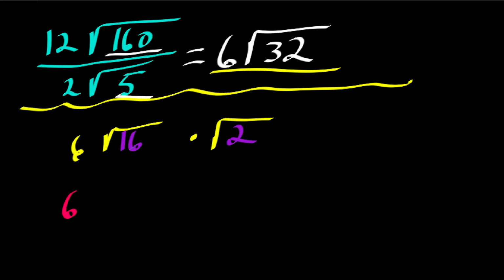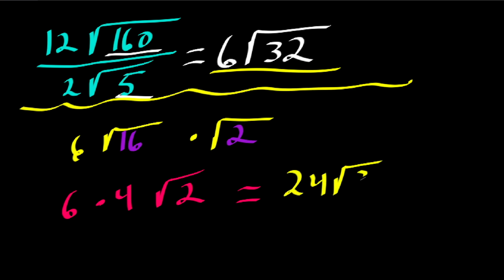So now, we can bring down 6. We can do the square root of 16, which is 4. And then we can keep our square root 2 because 2 can't be broken down any further. So then our final answer is going to actually be, let's see, 24 square root 2. And that would be our answer.